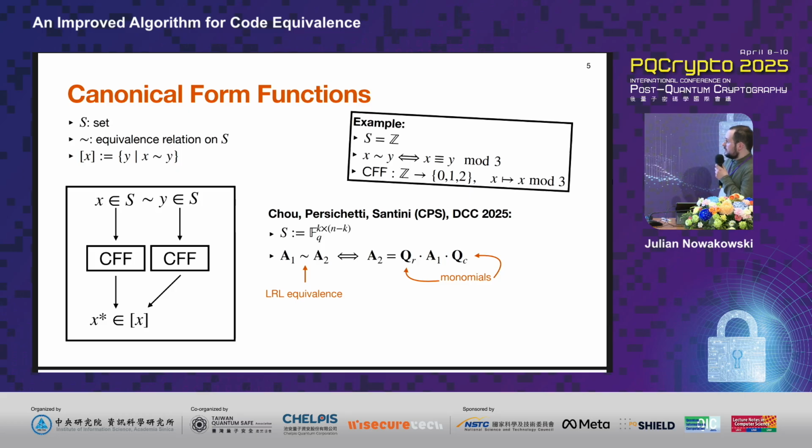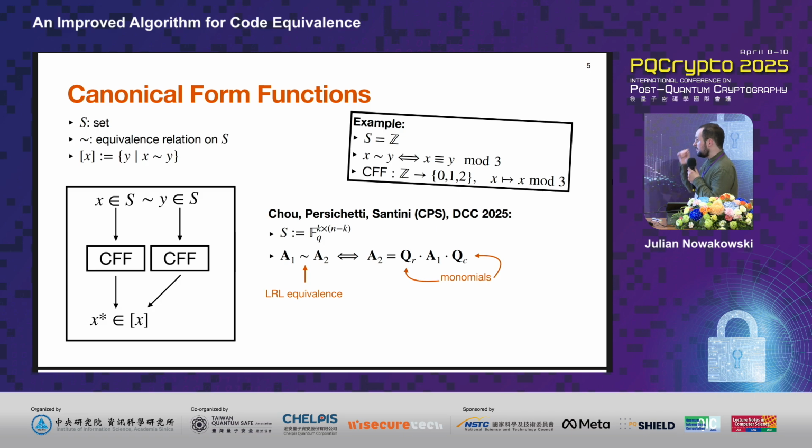And they say that two matrices are equivalent if and only if A2 can be written as QR times A1 times QC, where QR and QC are some monomials. So maybe let's explain a bit what's going on here. Maybe first the notation. Why do we call them QR and QC? Well, QR acts on the rows of A1, right? We multiply this from the left, so we're going to alter the rows of A1, and that's why we have an R here, so this R stands for rows. And QC similarly acts on the columns of A1, and that's why we call it QC, right? C for columns.